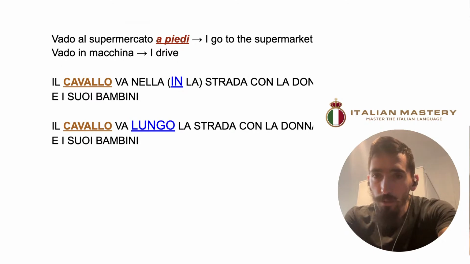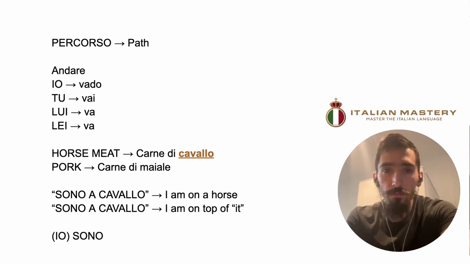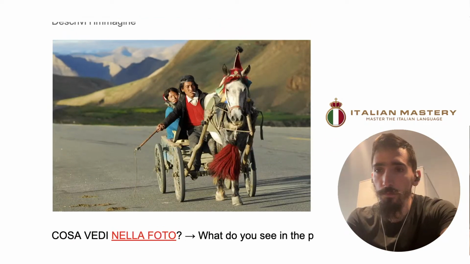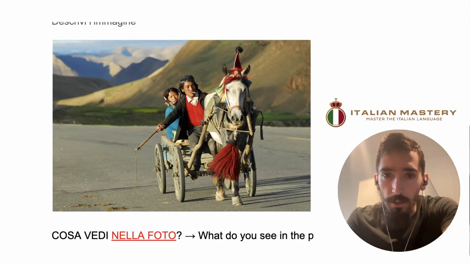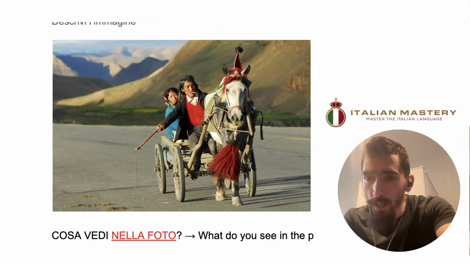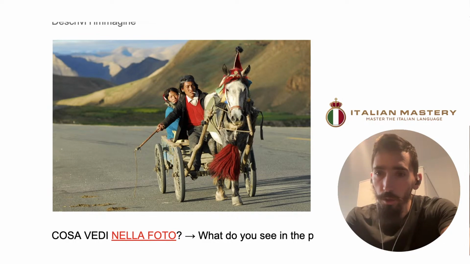L'uomo e la donna viaggiano a cavallo. It does seem like a cigarette, by the way. Il cavallo va nella strada con la donna e i suoi bambini. 2 persone e un cavallo sulla una strada nelle montagne.